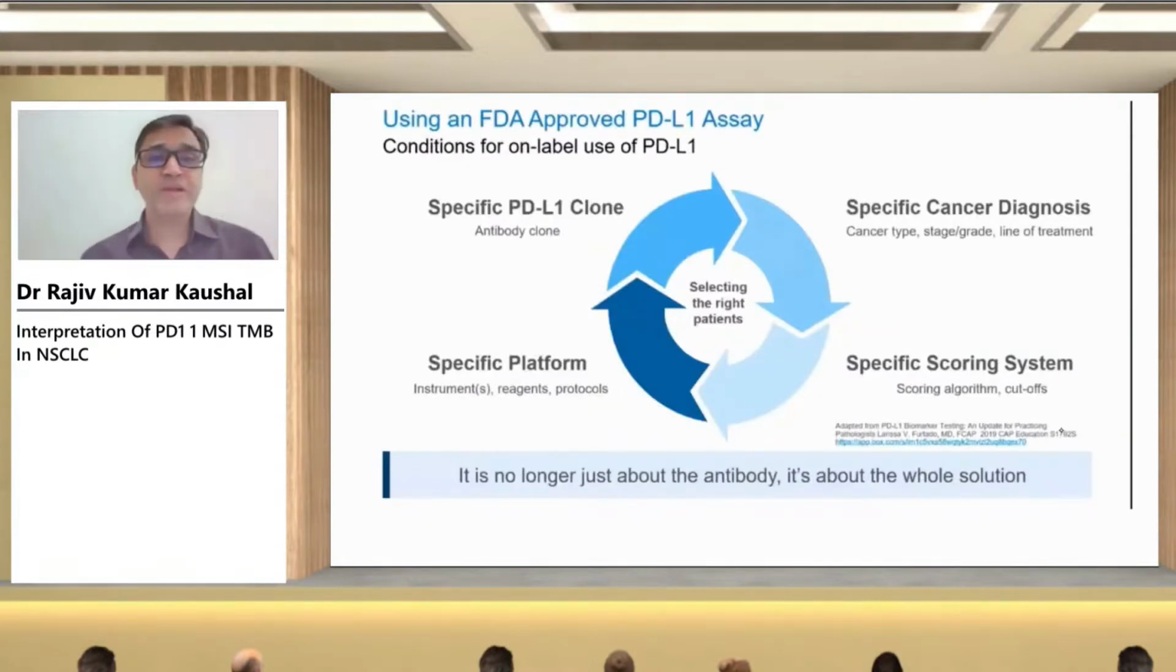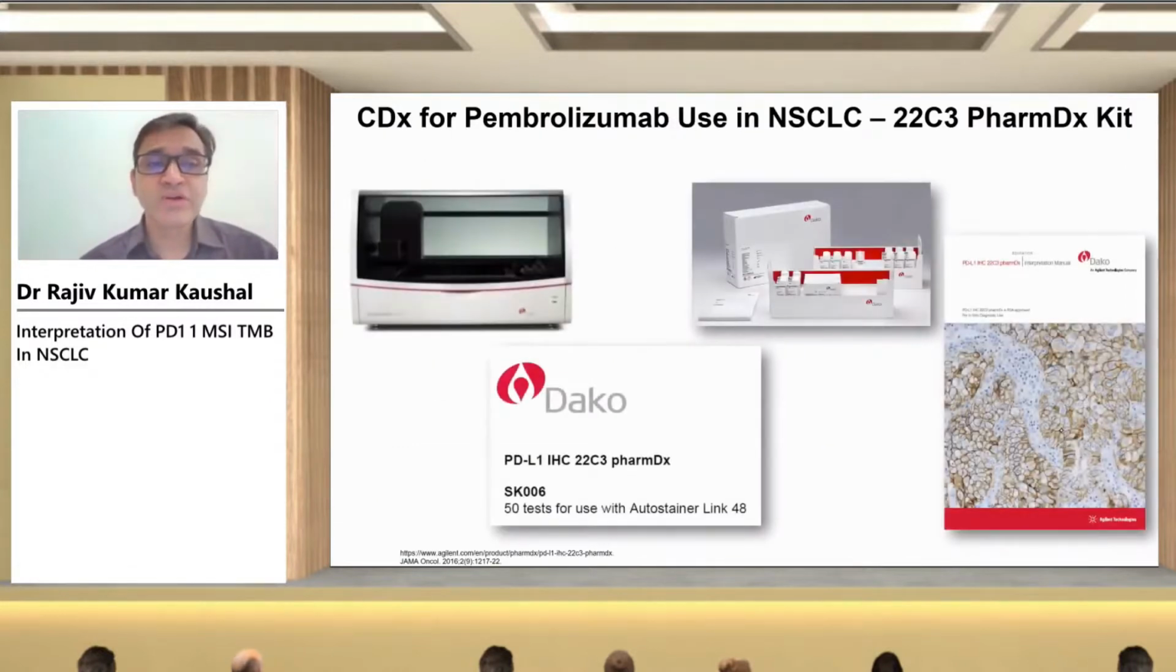If we go as per the companion diagnostic assays, the FDA approved PD-L1 assay is 22C3. There is a specific clone which needs to be performed on a specific platform, and the indications are also for specific tumor types, as well as various cutoffs. So it's not just an antibody to be reported as positive or negative; it is like a whole solution. The 22C3 DAKO PharmDx is a companion diagnostic assay which can be used if you're trying to give pembrolizumab, which is an FDA approved drug for non-small cell lung carcinoma.